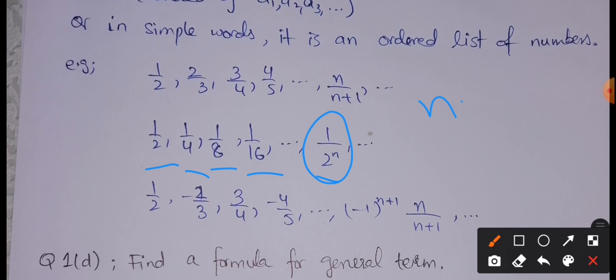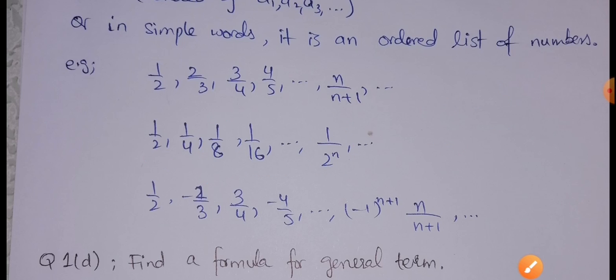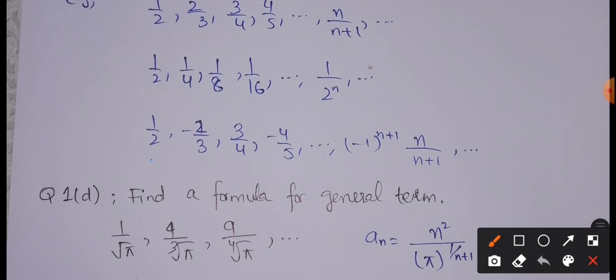So you can see when I put n is equal to 1 I get the first term. For n is equal to 2 I have 1 over 2 power 2, that is 1 by 4. For n is equal to 3, the third term, that is 2 power 3, that is 1 by 8 and so on. The third example is also represented over here: 1 by 2 minus 2 by 3, 3 by 4 minus 4 by 5.